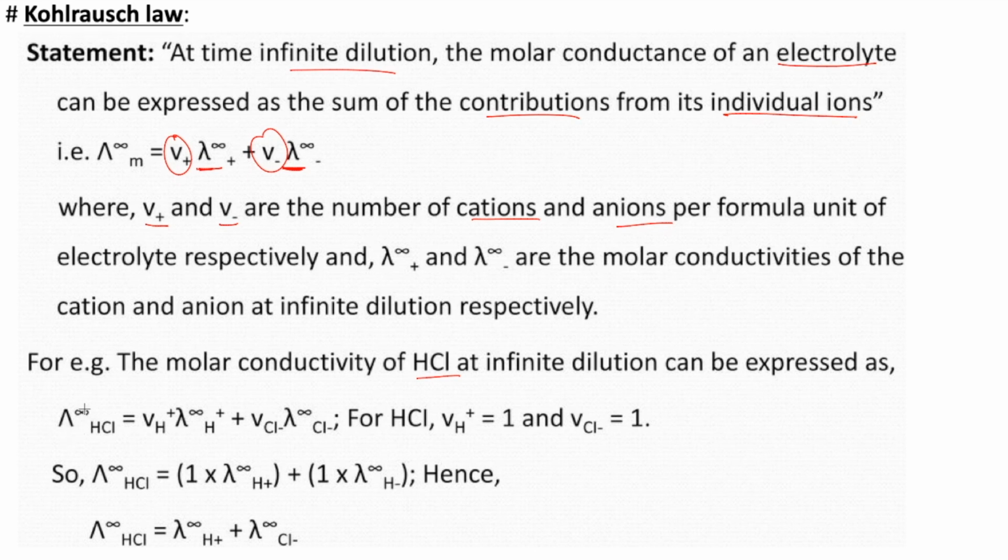the molar conductivity at infinite dilution of HCl is equal to V(H+) lambda naught H+ plus V(Cl-) lambda naught Cl-. Now for HCl, V(H+) is 1 and V(Cl-) is also 1, because the number of cations and anions formed are 1 and 1. So you can substitute the values, and that's the formula which you are going to get for this.